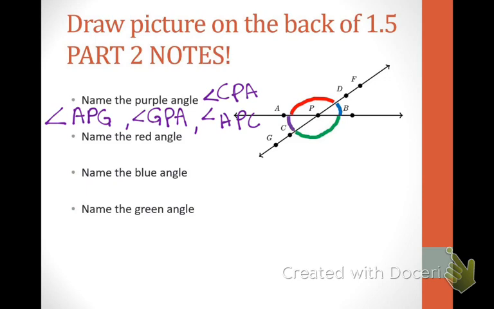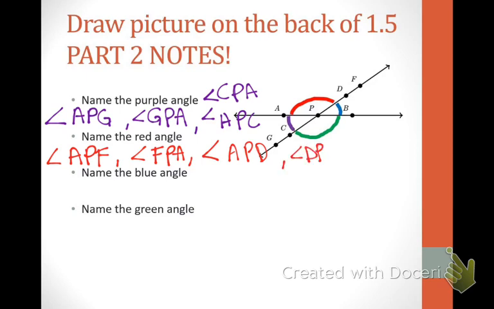All right, who can name the red angle? Go ahead, throw it. Make sure they're looking when you do. Which one is the red one? Name the red angle. It's up here. APF, we can switch it around and say FPA. John, you already have the ball, so just tell me the other way you think we can name this. APD. And can we switch around those letters? Yeah. Angle DPA.